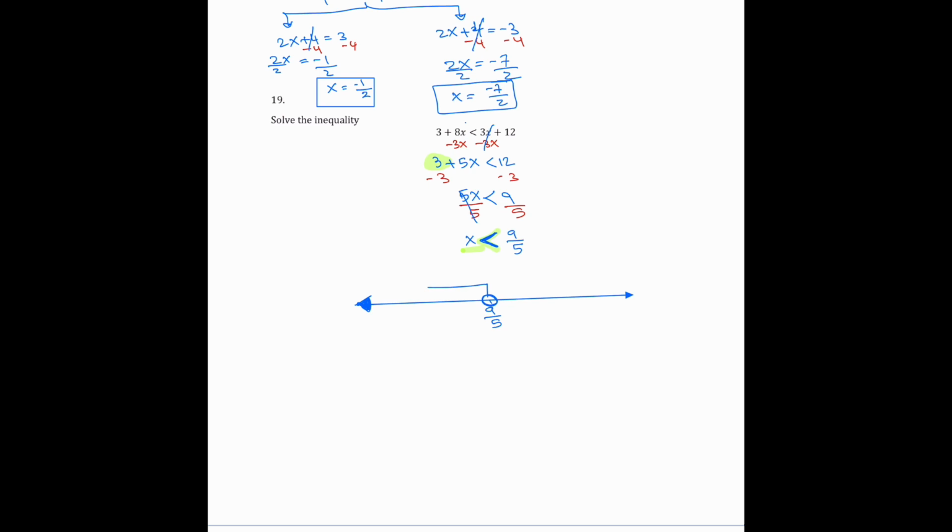So less than is all of the numbers to the left of it, which means that all of these numbers here are the solution, and we can represent that in interval notation that starts from negative infinity. We read it from the left and it goes all the way to 9 over 5, and that is not included, so we put open parentheses on both sides.